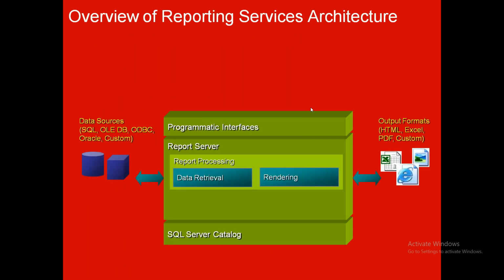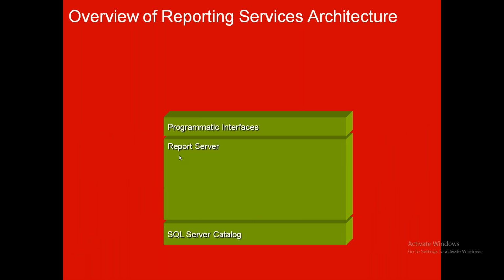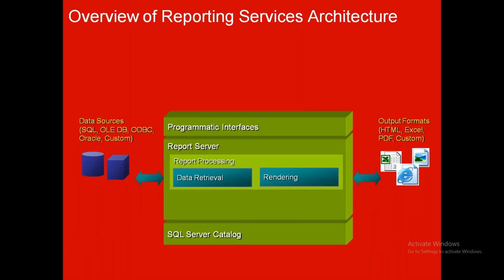Now, what are the components that the report server has? Let us see. These are the important components that the report server has. One is called data retrieval. Under report server, what are the important features that you should know? That you have to understand. One is called data retrieval, and it has to get the data from different sources like cube databases, Excel files.